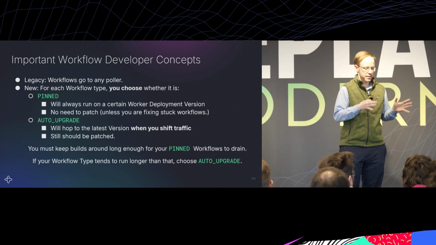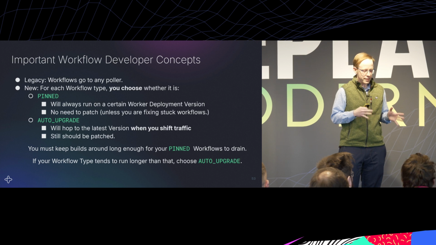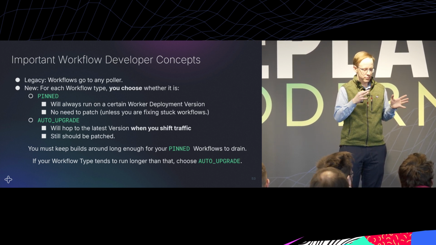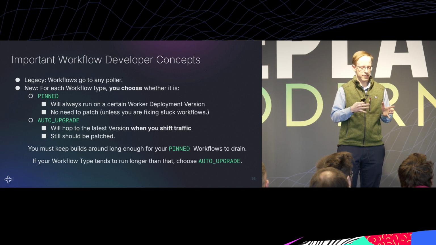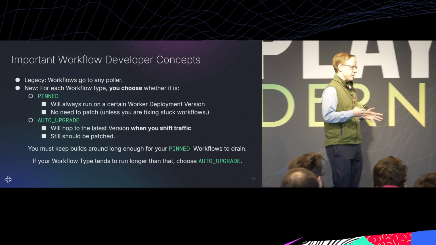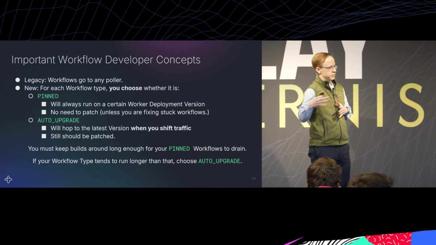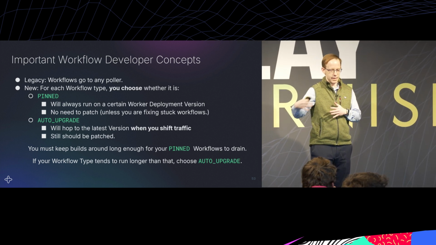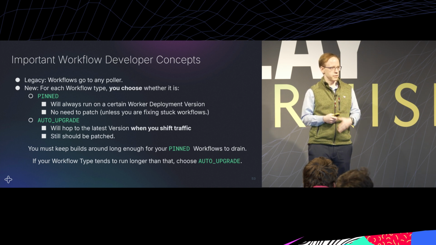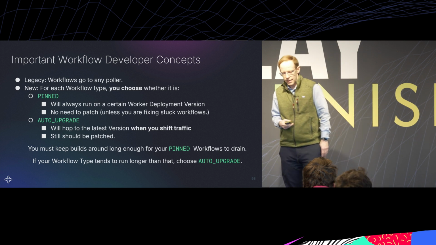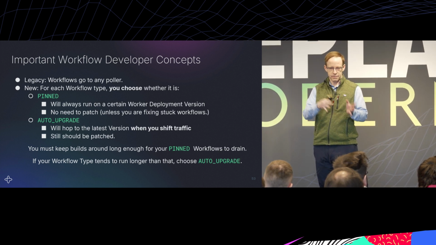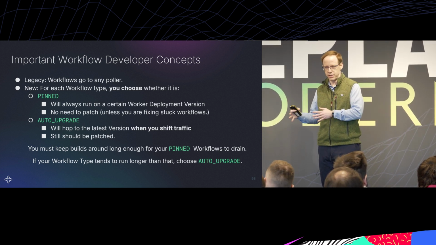Okay, and then your other option is an auto upgrade workflow. This is better than the legacy. This will hop to the latest build when you choose to shift traffic to the latest build. And so after you've done maybe some testing, if you want to do some testing, maybe you do a gradual ramp, and then as it ramps up, auto-upgraded workflows will move over to the new build. These still need to be patched because they can make incompatible changes as the workflow is running.